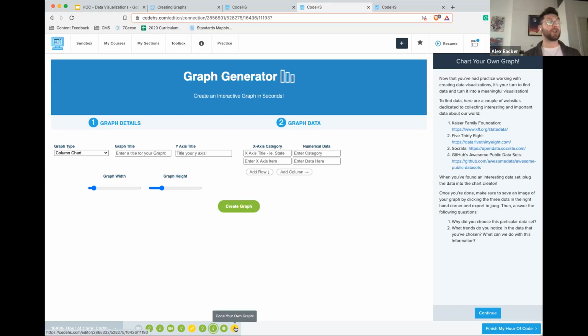There's also an extra activity at the end where you can code your own graph. So the data that you find for this graph generator, you can input all of that data into our existing program and you can figure out how you can actually hand code the visualization yourself.